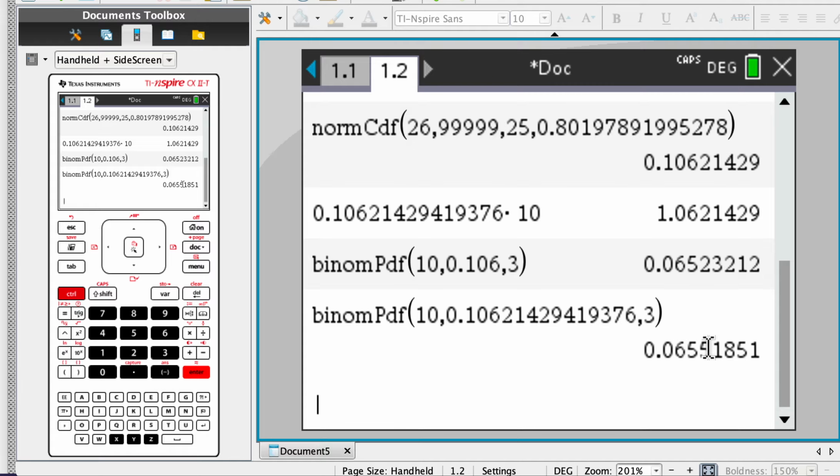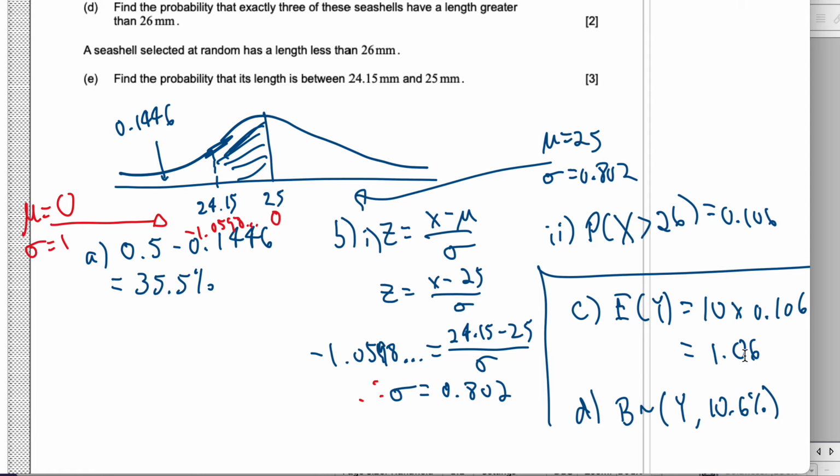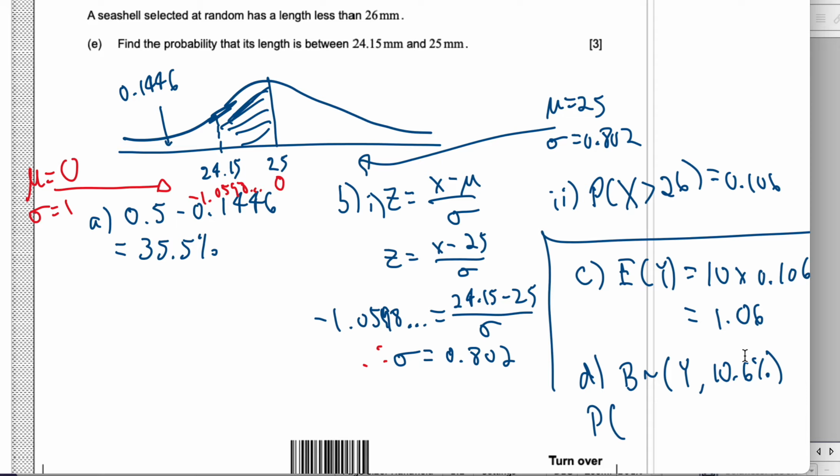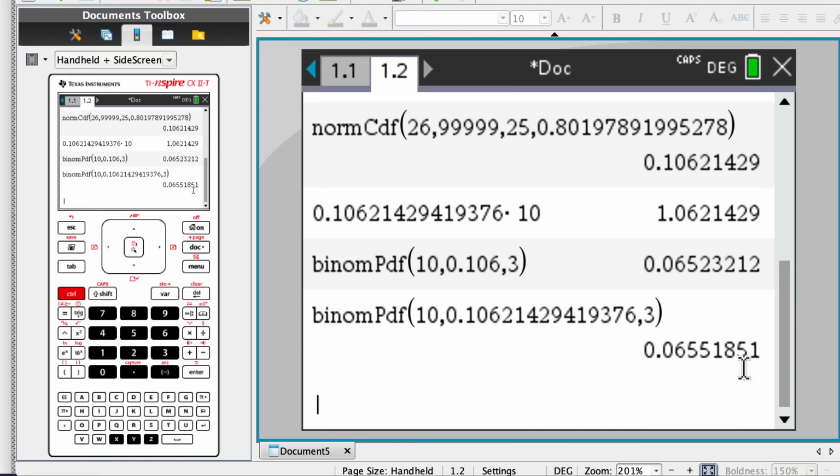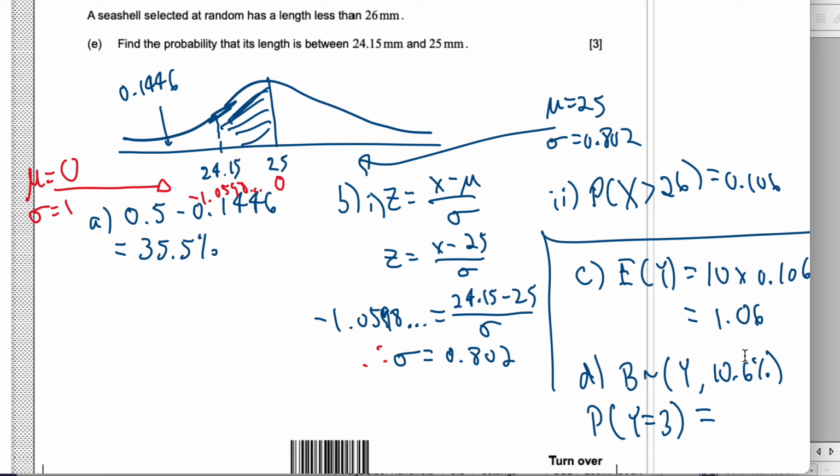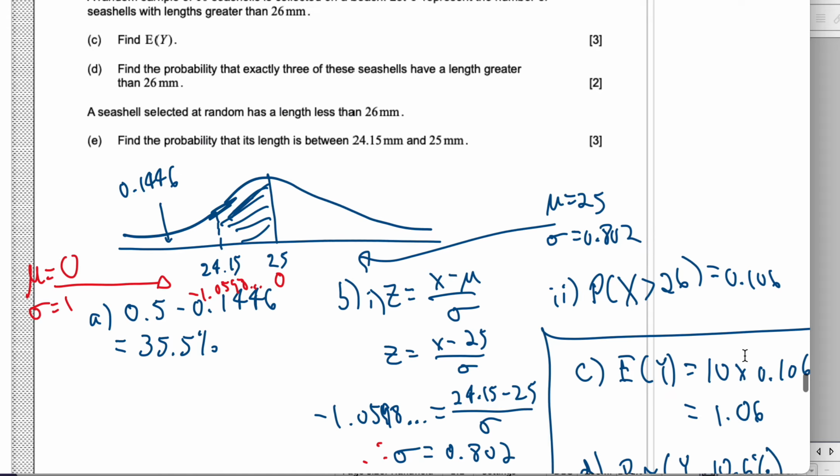Okay, all right, so that's 6.55%. So the probability that Y equals 3, like there's 3 of them that show up, is 6.55%.